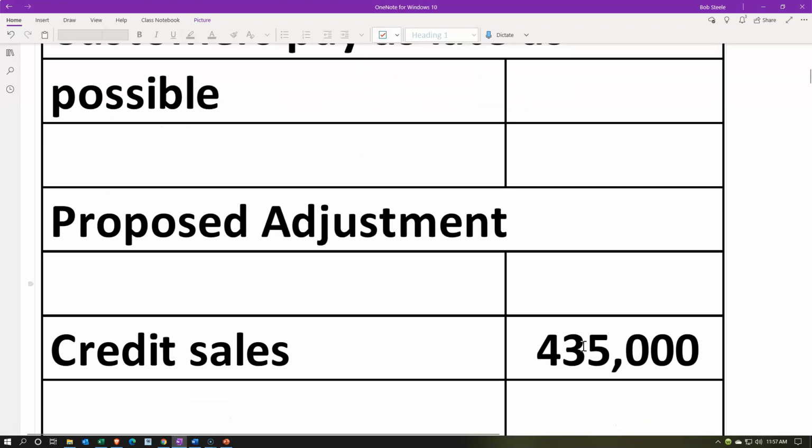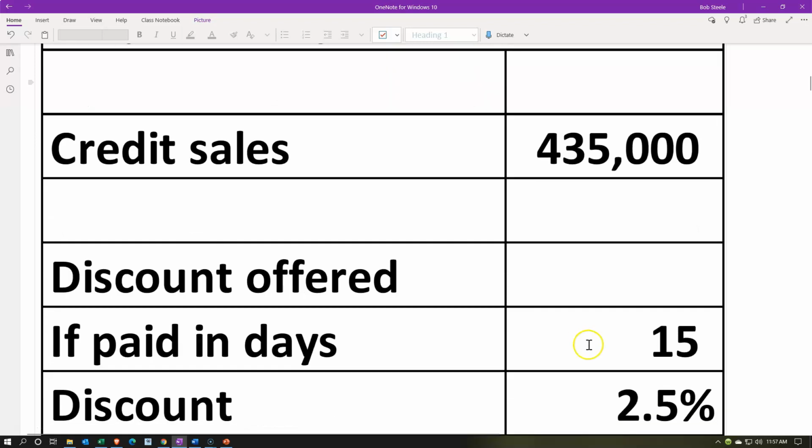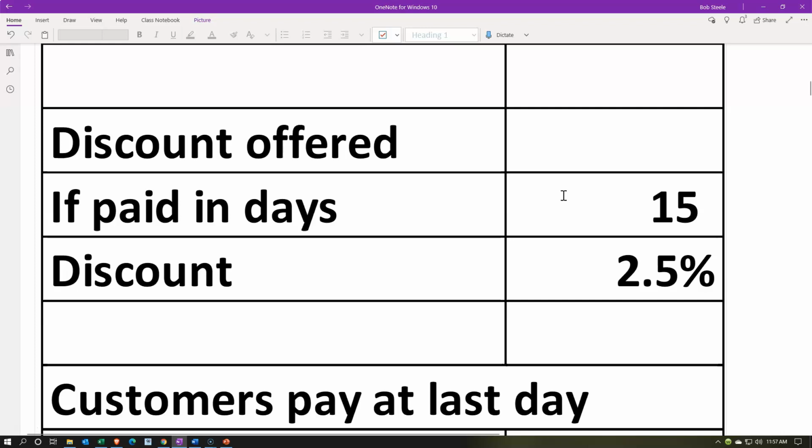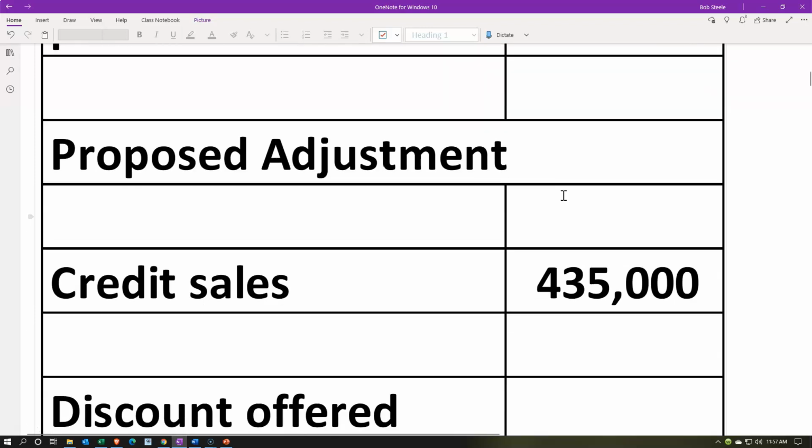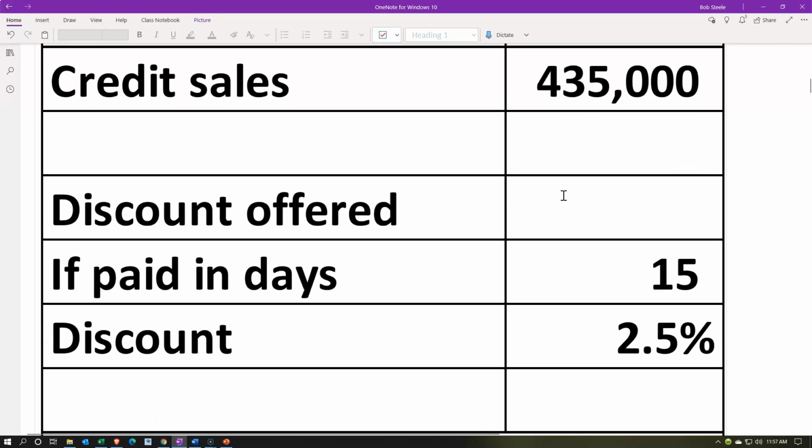That's what we assume. The proposed adjustment then is to say, okay, what if we have the $435,000 credit sales and we offer a discount? So you could still pay us within the original term of the 50 days before we take collection action or anything like that, but we'll give you a 2.5% discount if you pay us within 15 days. Now again, if you go to a retail shop and say, I'm going to buy some clothes or something, and they say, oh, I'll give you a 2.5% discount, you're going to be like, that's not that big of a discount. That's not very impressive.